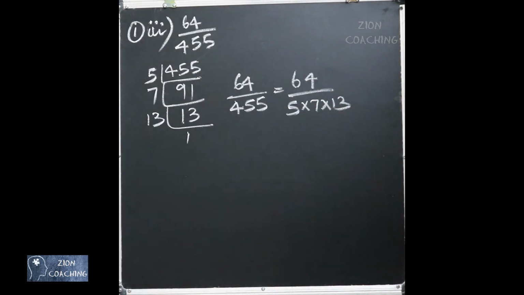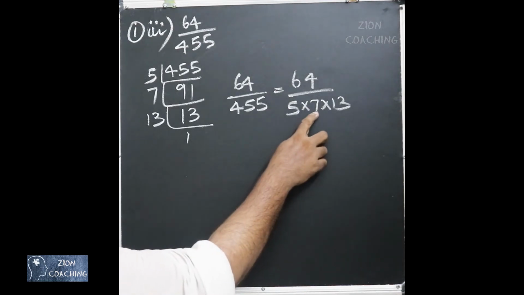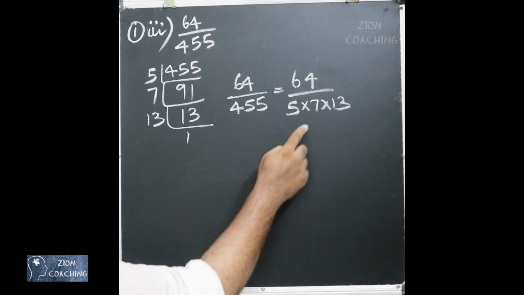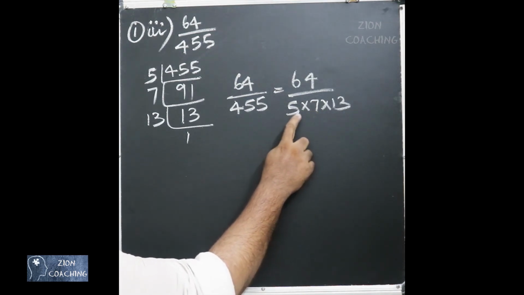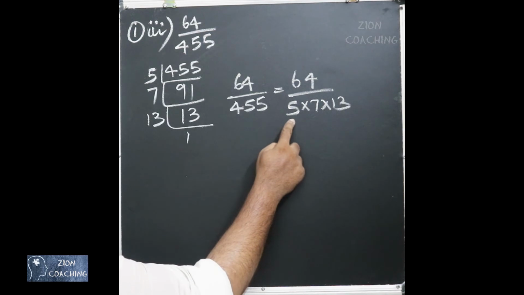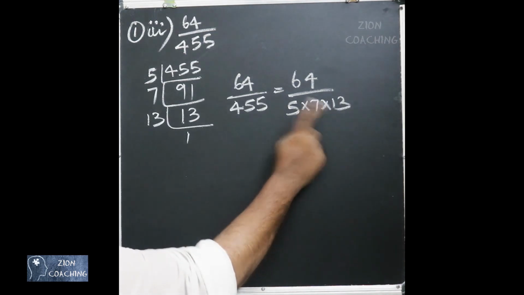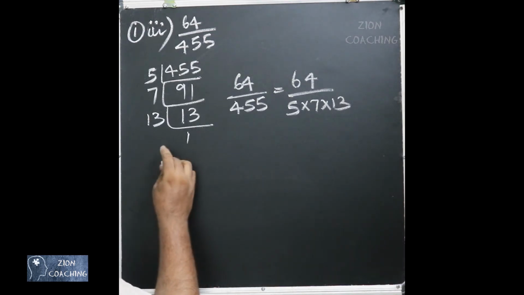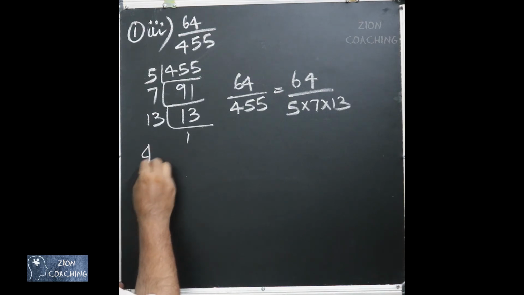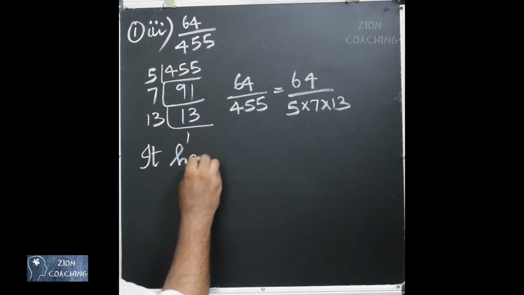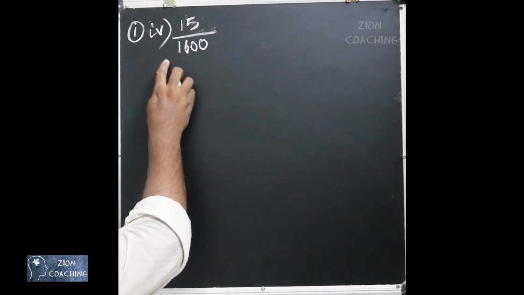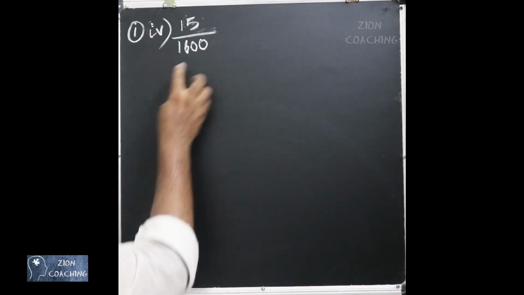Now in the prime factorization of the denominator, you can see numbers 7 and 13. But for a number to terminate, it should have only factors of 2 or factors of 5 or both factors of 2 and 5. Other numbers are not allowed. If the other numbers are there, then it is not going to terminate. Therefore, it has repeating decimal expansion.